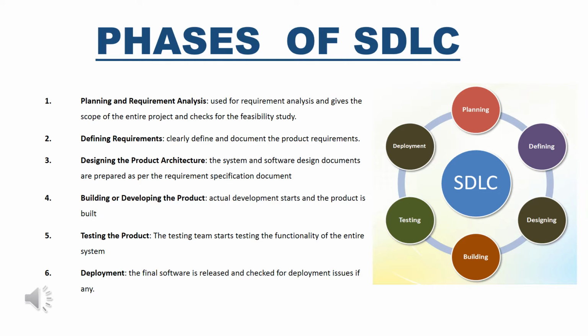In this phase, the system and software design documents are prepared as per the user requirement specification document, and this phase serves as input for the next phases of the model. That is, the entire development of a software product is based on this single phase. Once the system design phase is over, then the next phase is coding.